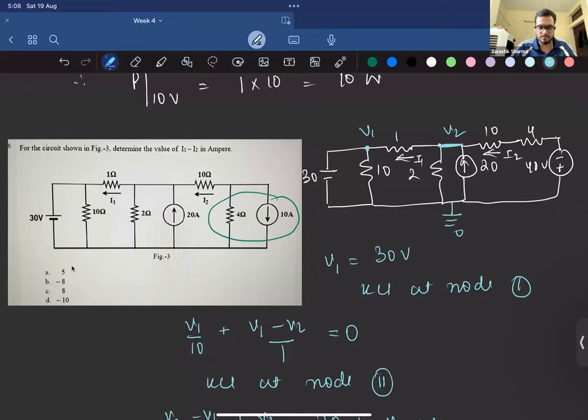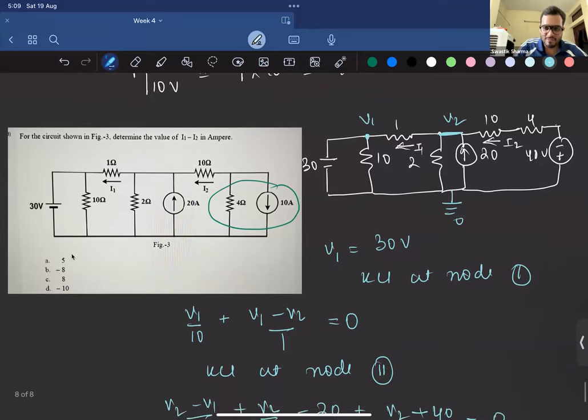I am saying, sir, for node 1, it appears there are three branches or three elements: the 30 volt battery, then the 10 ohm resistance and the 1 ohm resistance. So there should be current in all the three, sir. Yes, there can be current in all the three. So you have written current in the 10 ohm resistance as V1 by 10 and current in the 1 ohm resistance as (V1 minus V2) by 1. Yes. Current in this battery also.